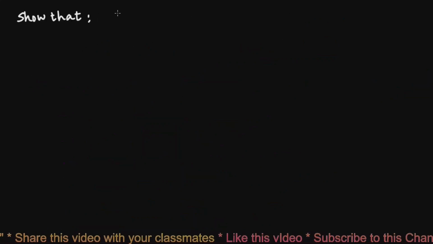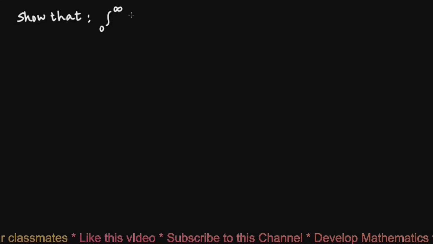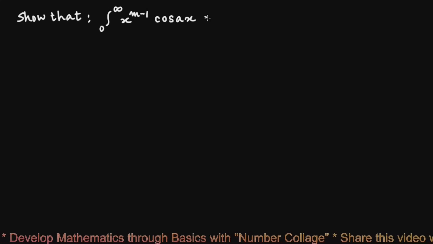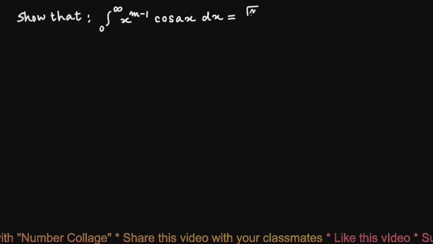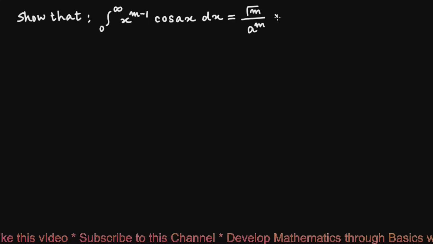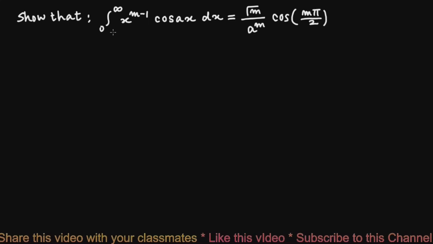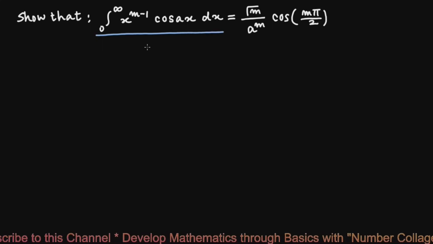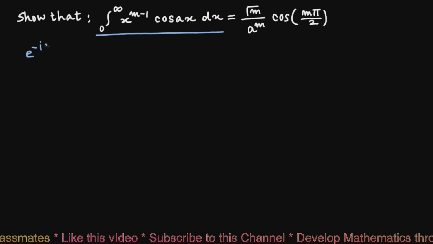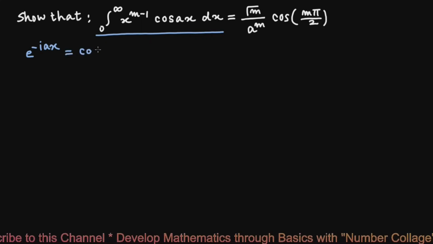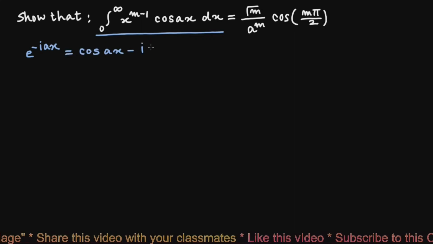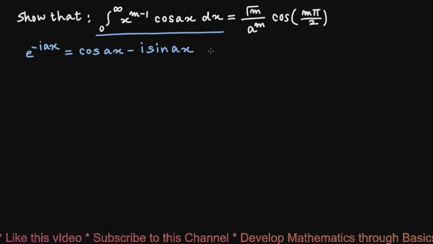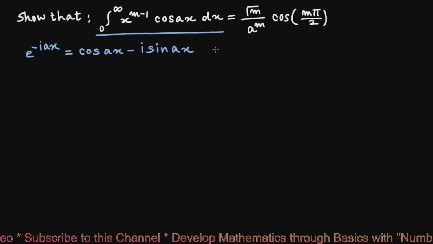In the next example, we have to show that the integral from 0 to infinity of x raised to m minus 1 cos ax dx equals gamma m upon a raised to m cos m pi by 2. Now in order to convert this integral into gamma function, we will consider e raised to minus iax equals cos ax minus i sin ax. This you can find in my videos on complex numbers.